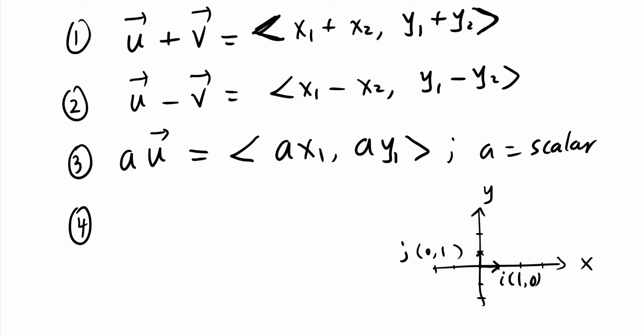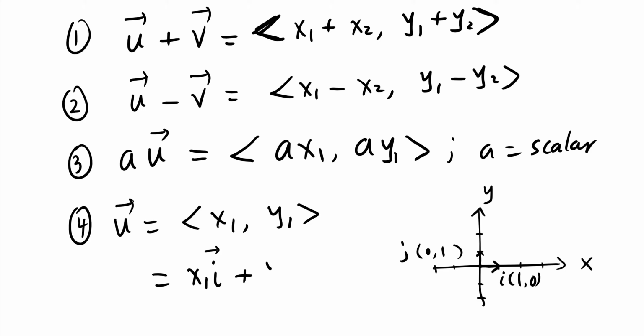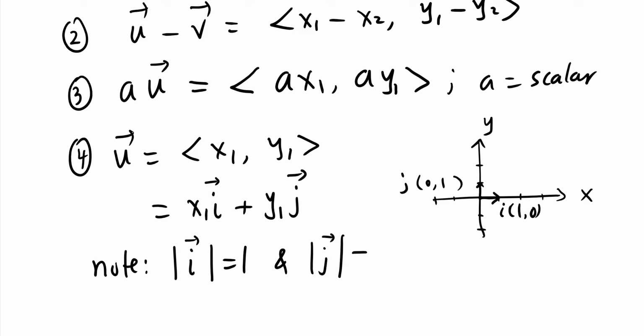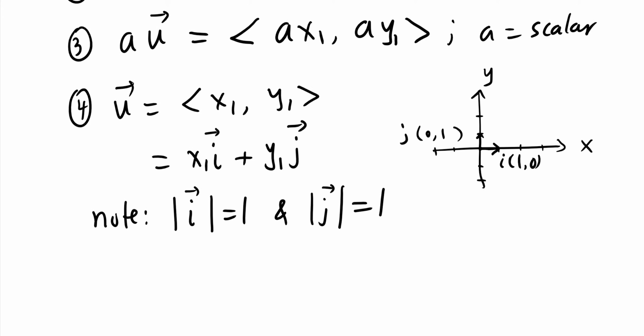So how is that possible? You remember it was x1 comma y1. This can be written as x1 i plus y1 j. The same thing with vector v. Note the magnitude of vector i is 1 and the magnitude of vector j is also 1. Those are called unit vectors.